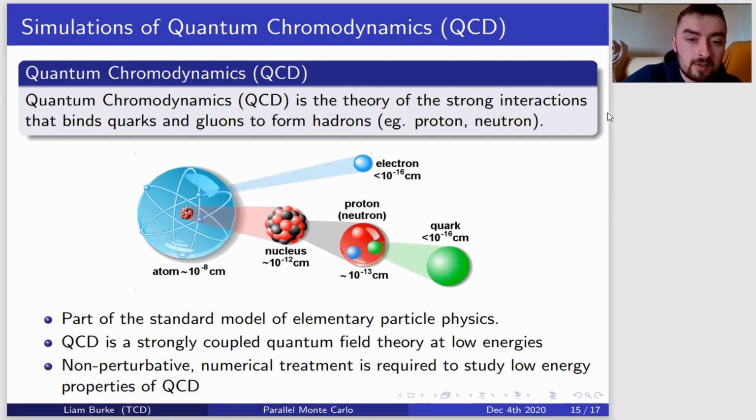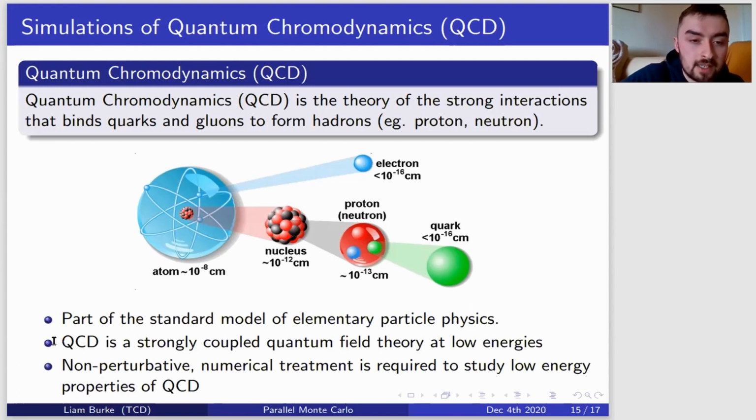Quantum chromodynamics is a quantum field theory, and it describes the interactions between quarks and gluons. The theory describes how these quarks and gluons interact and how they bind together to form particles which are known as hadrons. Common examples of hadrons would be particles like protons and neutrons, the composite particles found inside the nucleus of atoms. QCD is a very large pillar of the standard model of particle physics.